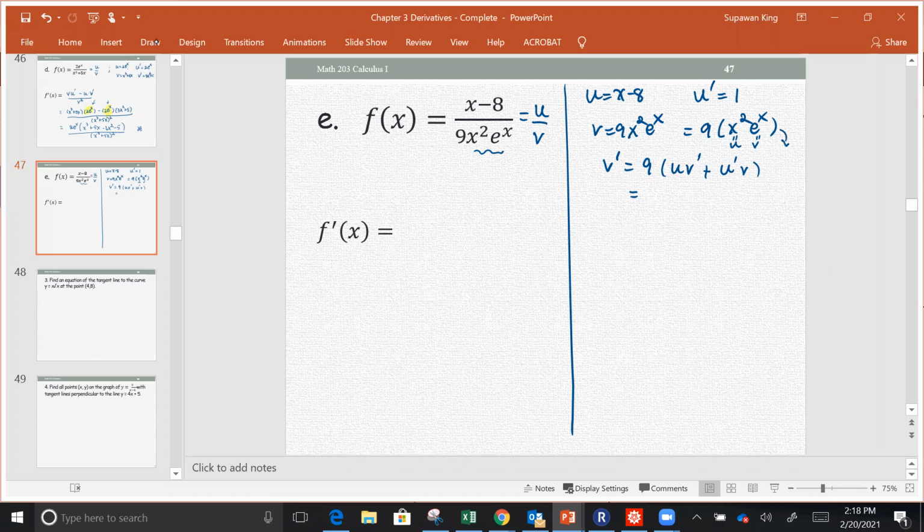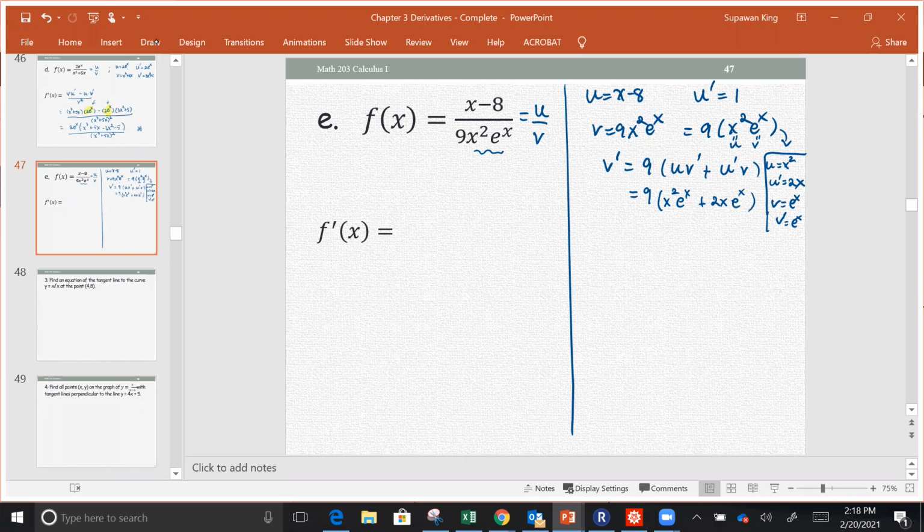For our case here, u is x squared, so the u prime is 2x. For v as e to the x, the v prime is e to the x. V prime is 9 times the u, which is x squared, times v prime, e to the x, plus u prime, 2x, multiplied by v, which is e to the x.